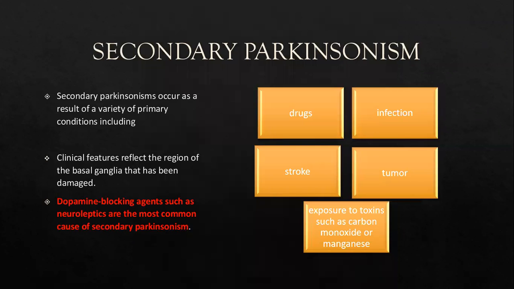So coming to the next differential, there is secondary Parkinsonism. Secondary Parkinsonism occurs as a result of a variety of primary conditions, which include drugs, infections, stroke, tumor, or exposure to toxins such as carbon monoxide or manganese. Clinical features reflect the region of the basal ganglia that has been damaged. Dopamine blocking agents such as neuroleptics are the most common cause of secondary Parkinsonism. That is, drugs are the most common cause.